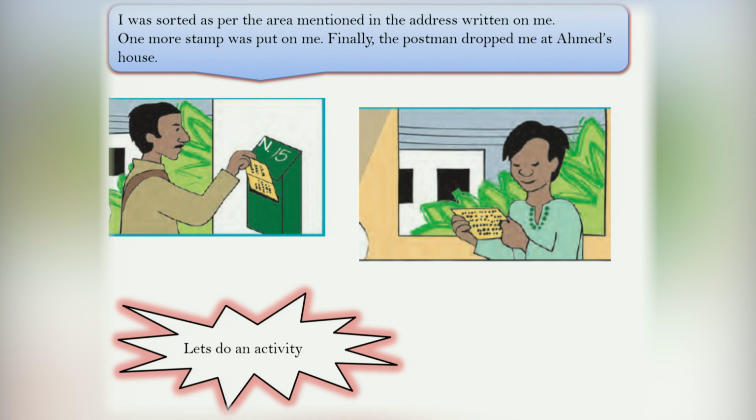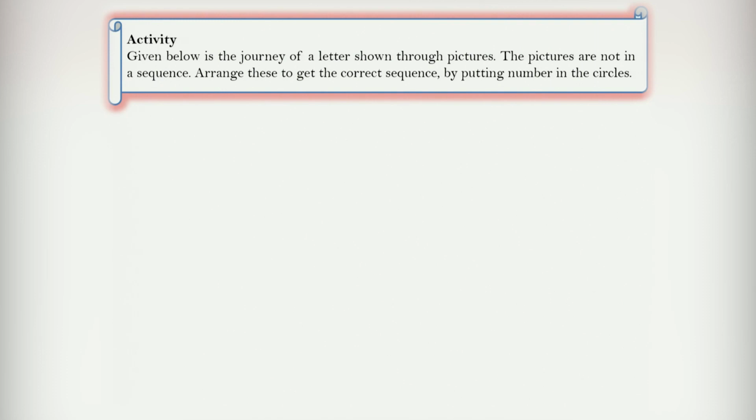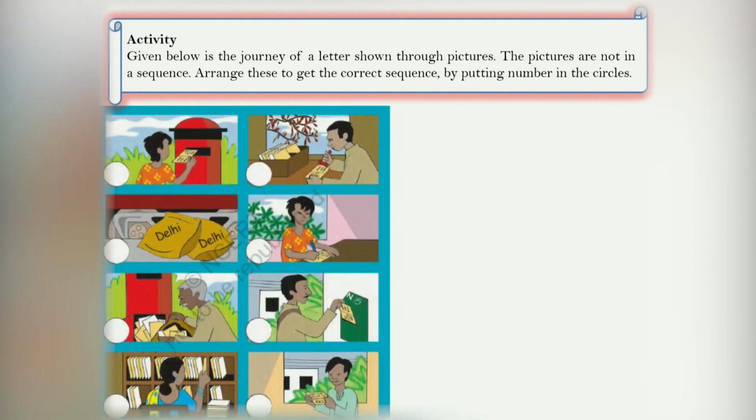Before we proceed, let us have one activity. Given below is the journey of a letter shown through pictures. The pictures are not in sequence. Arrange them to get the correct sequence by putting numbers in the circles. So children, here is an assignment or activity for you to do. It appears on the screen. The pictures are not in sequence. Your task is to arrange them in sequence by giving a number.